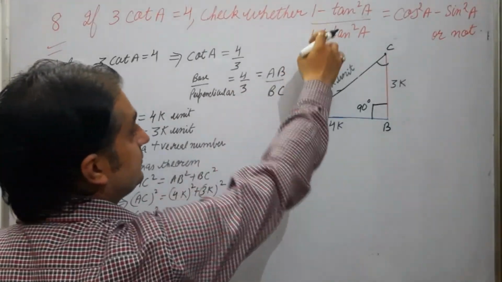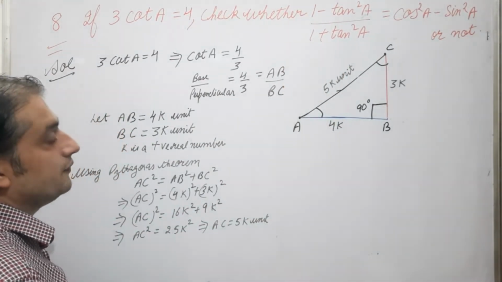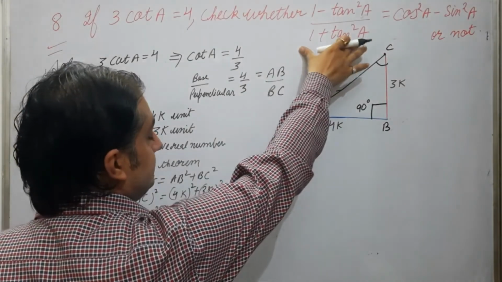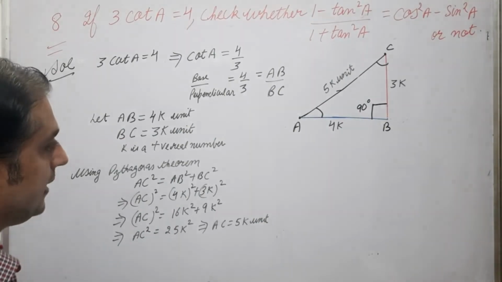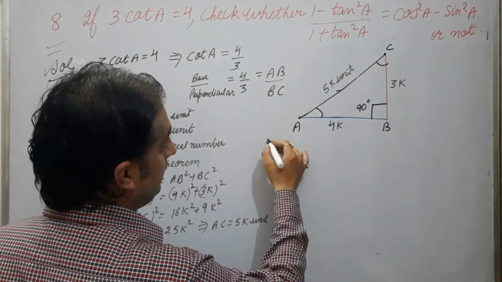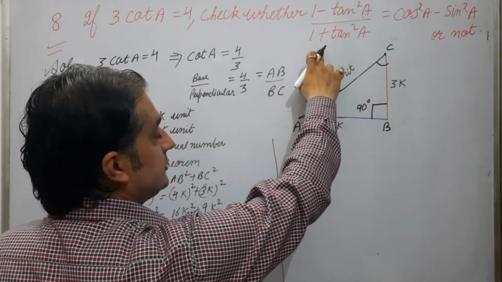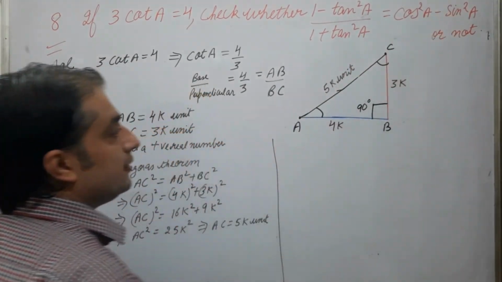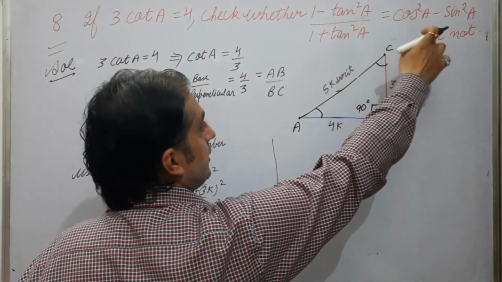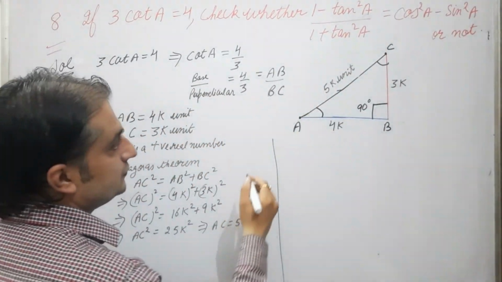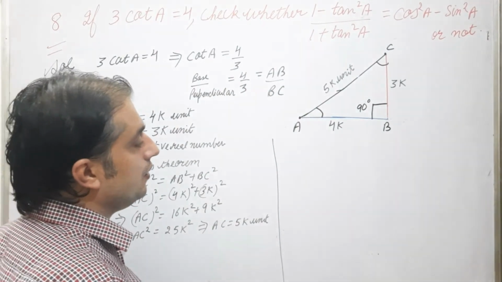we have to verify this: (1 minus tangent square A) over (1 plus tangent square A). Firstly find the value of the left hand side. For this left hand side you need the T ratio tangent of angle A. In this expression, cos A and sin A are in the right hand side. So we first find the three T ratios, sine, cos and tangent, to verify whether the left hand side is equal to the right hand side or not.